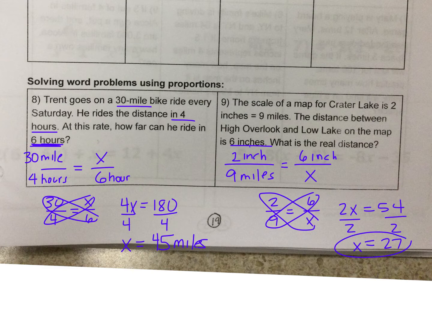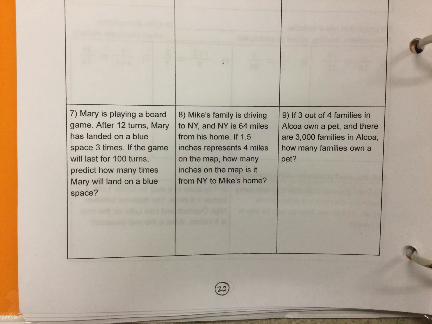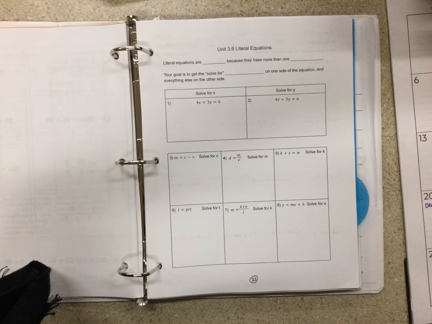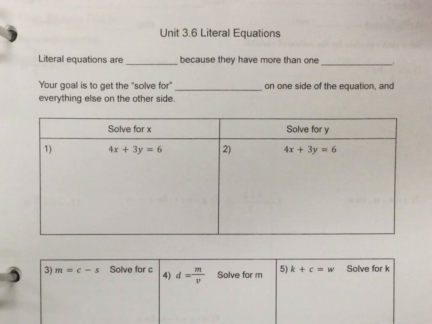So I want you to use this super duper skill, and I want you to flip over to the next page, page 20. I want you to do 7, 8, and 9 on your own. Set them up and then solve them. Just read the words and match them. When you're done, I need you to flip over to page 22. We're going to take some short notes.